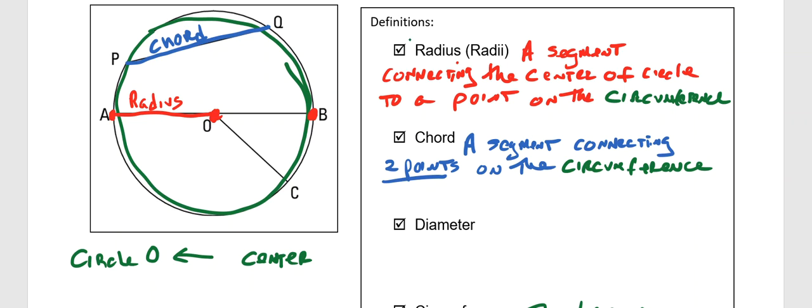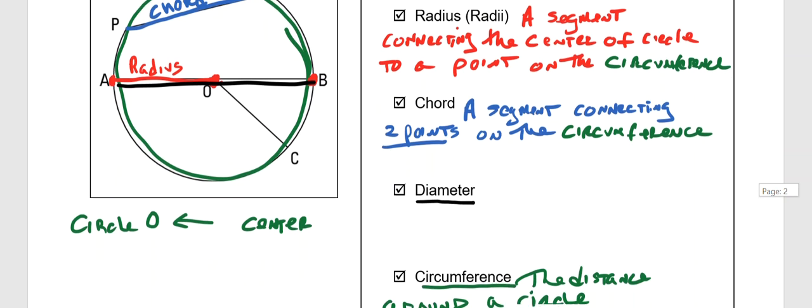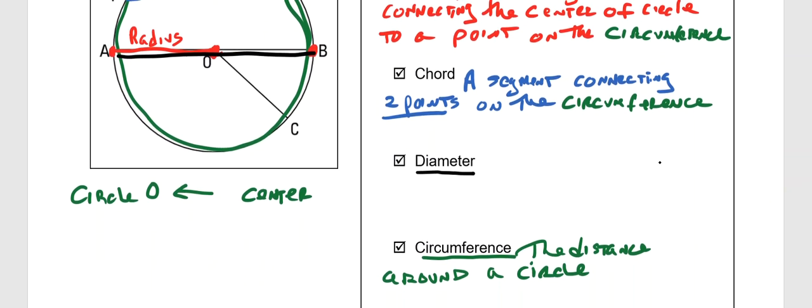From there, we can move on to a more special chord. And the reason why I want to make sure you understand this, when we talk about a diameter, the diameter is also a chord, but more specifically, it's a chord because it connects 2 points on the edge. It's a chord, but it's special because it goes through the center. So that's what makes this a diameter. So in this case, segment AB, which connects 2 points on the circumference, so it meets the definition of a chord, is upgraded to being a diameter because it goes through the center.